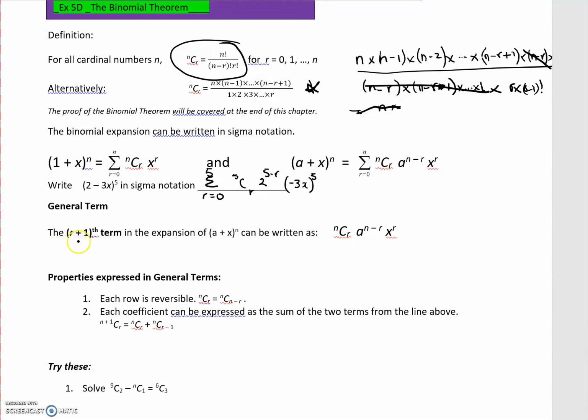The general term, the r plus 1th term. Now remember that we said in (a plus x) to the n, there will be in total n plus 1 terms. So if I'm talking about the r plus 1th term, we would expect it to be nCr, and have x to the r and a to the n minus r.